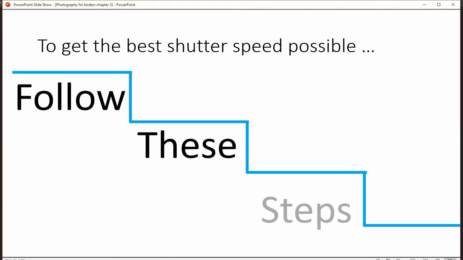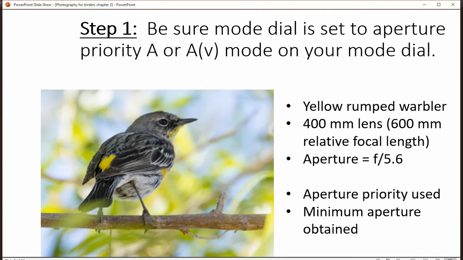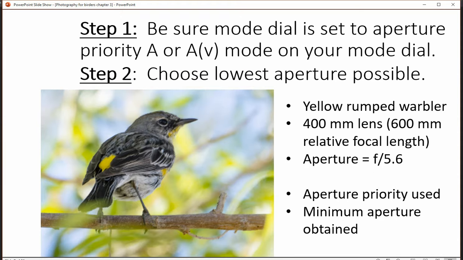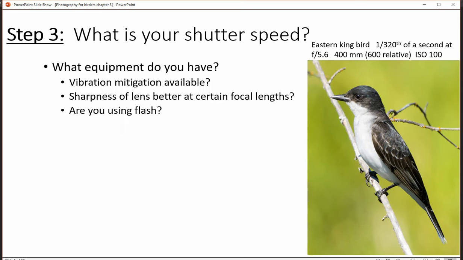To get the very best shutter speed, it's a good idea to follow some of these steps. Make sure your mode dial is set to aperture priority. Once you do that, choose the lowest aperture you can. So once you've done those 2 things, now you have to pay attention to your shutter speed. Now I want you to understand that this is a really large area here. The shutter speed that you need to use is going to be highly dependent upon quite a large number of things. Does the lens have vibration mitigation?